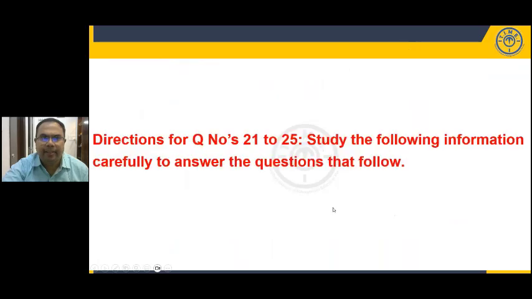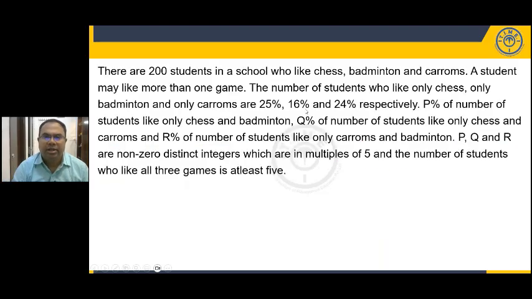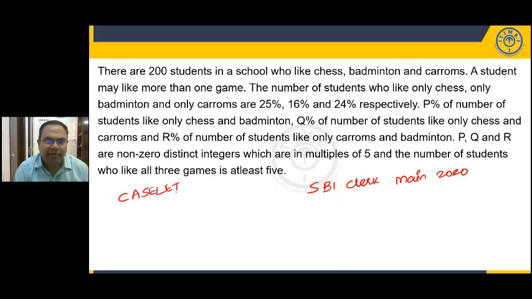So the final set, 21 to 25. Study the following information carefully and answer the questions that follow. This is your SBI Clerk main exam 2020 model. This is called a caselet. Raw data will be given. A caselet means verbal data in paragraph form like this. You have to put this data in the form of a table or Venn diagrams. Then only you have to solve the questions, right?